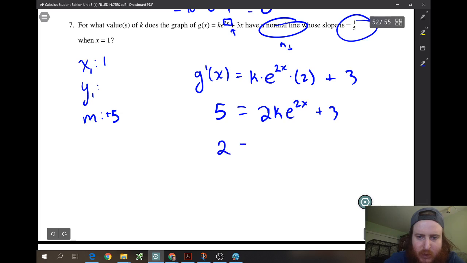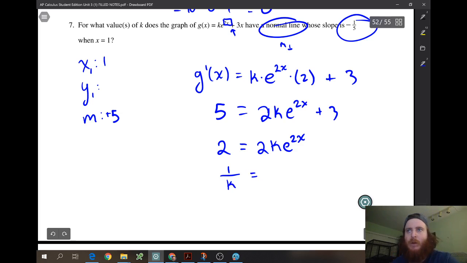Subtract 3 from both sides, 2 equals 2k e to the 2x. We want to isolate the e. Divide by 2k, we're going to get 1 over k, right? We want to divide by the k also. So we're going to get, oh no, sorry, we're trying to isolate for k. This is my fault. We're trying to isolate for k.